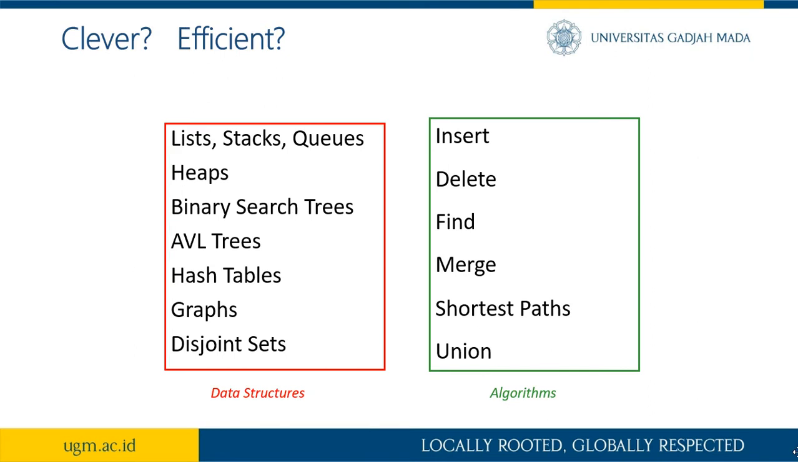So this is the data structure. There are a lot of data structures such as list, stack, queue, heap, binary tree, hash, graph, disjoint, and etc. And we can also apply some algorithms to our data structure, such as inserting data, deleting data, finding the data, merge, and finding the shortest path of our data. For example, for a graph, we can try to solve the shortest path of the train, for example, and etc.